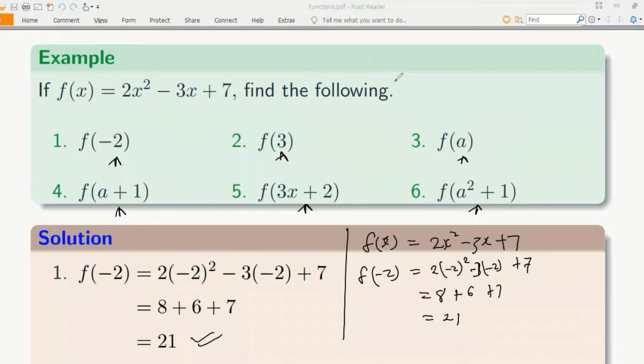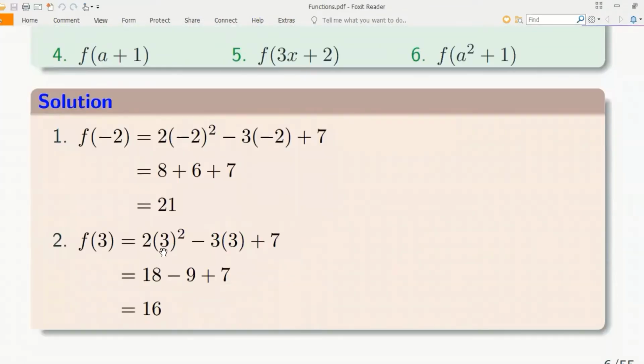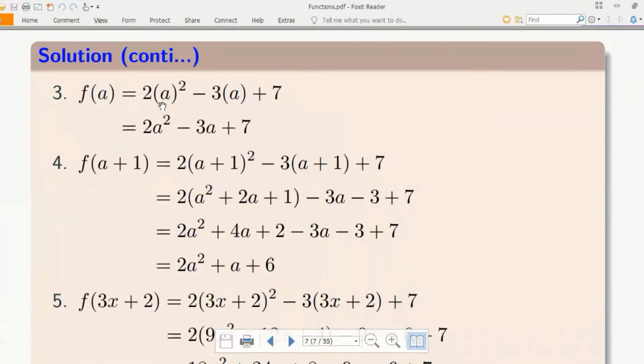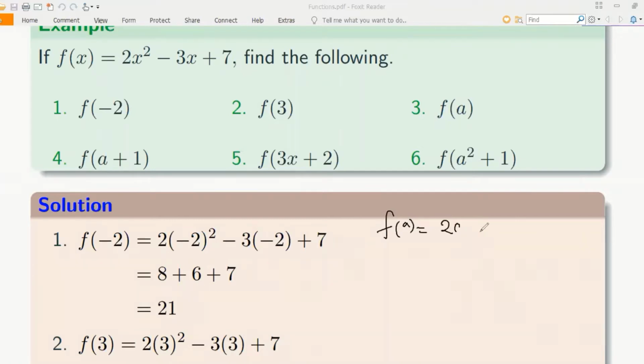But for the sake of time, let me just show you what I did. For part 2, where there is x, I put 3, so you get 16 as the answer. For part 3, the same thing: where there is x, I put a. This was the question, so when you put a where there is x, what you get is f of a. And that f of a will give you 2a squared minus 3a plus 7. What about this? Put a where there is x. That's number 4.